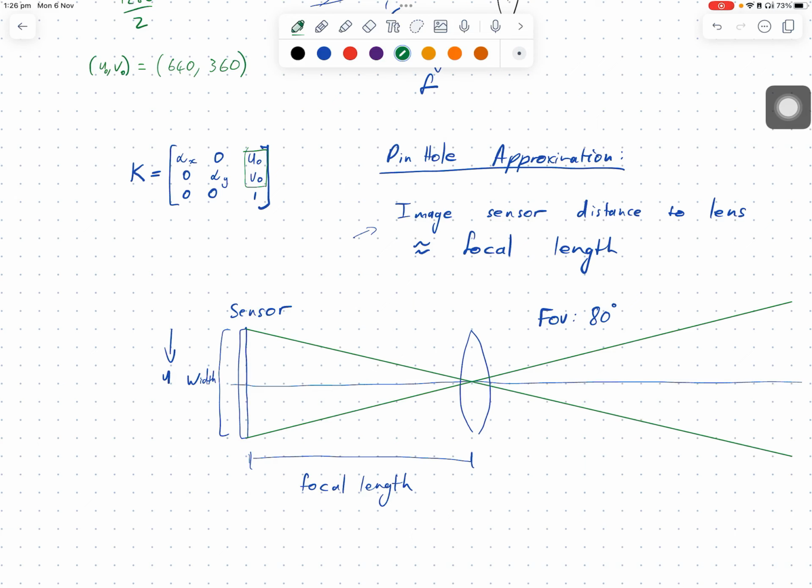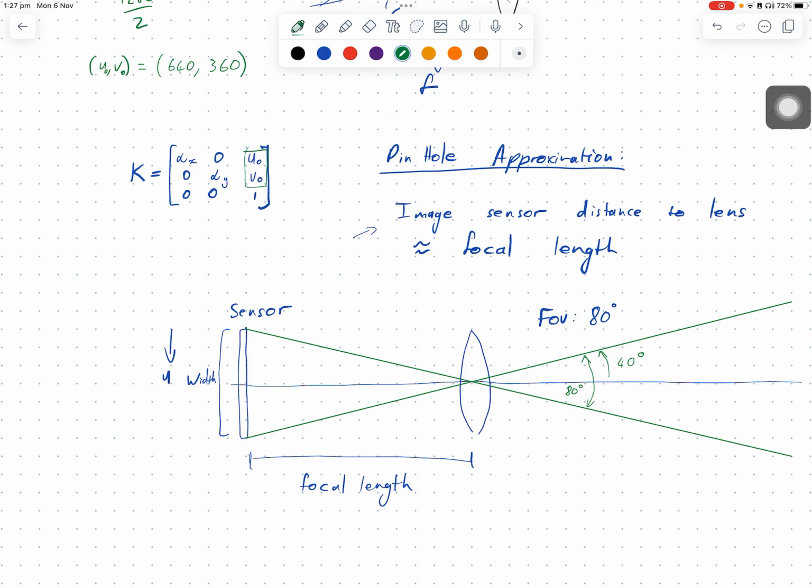I can line those up. Okay, yeah, not bad. So what this is telling us is that this angle here is 40 degrees, because the field of view is the whole cone of light that goes through the lens. That's 80 degrees for the field of view.